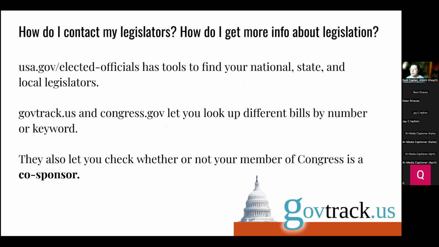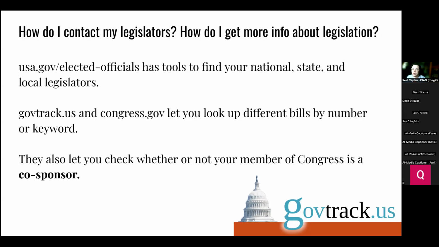And then how do you contact your legislators and get more information about specific legislation? So this link here, usa.gov/elected-officials, has tools to find your national, state, and local legislators. I think it'll let you either enter your address or click on your state, and it'll list those out for you. And then govtrack.us and congress.gov will let you look up different bills by either the bill number or the keyword. And they'll also let you check whether or not your member of Congress is a co-sponsor.